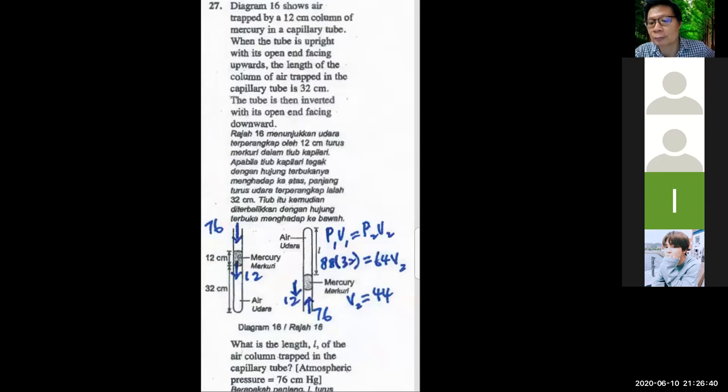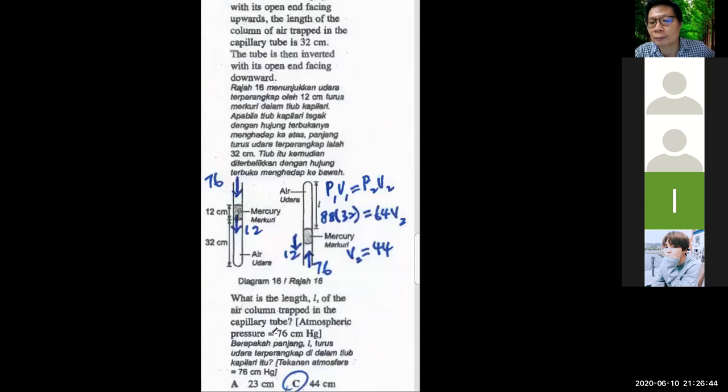Here atmospheric pressure is 76. So the 76 cm mercury comes in, atmospheric pressure pushes down, and this 12 cm mercury also pushes down. So altogether the pressure is 76 plus 12, which is 88 cm.